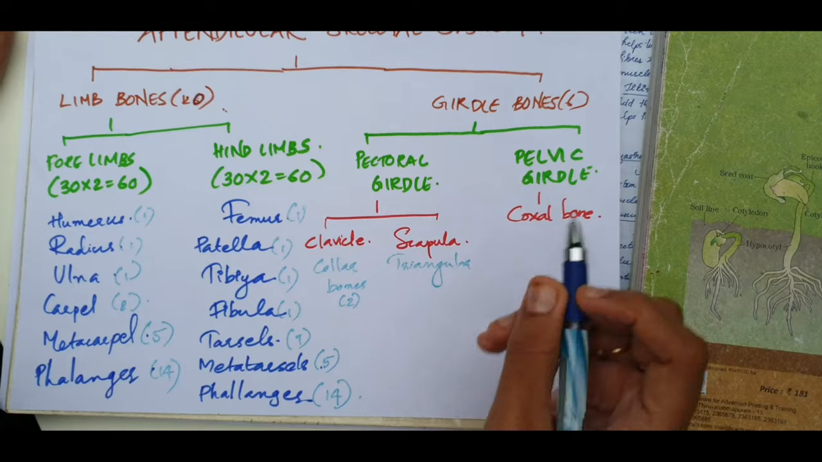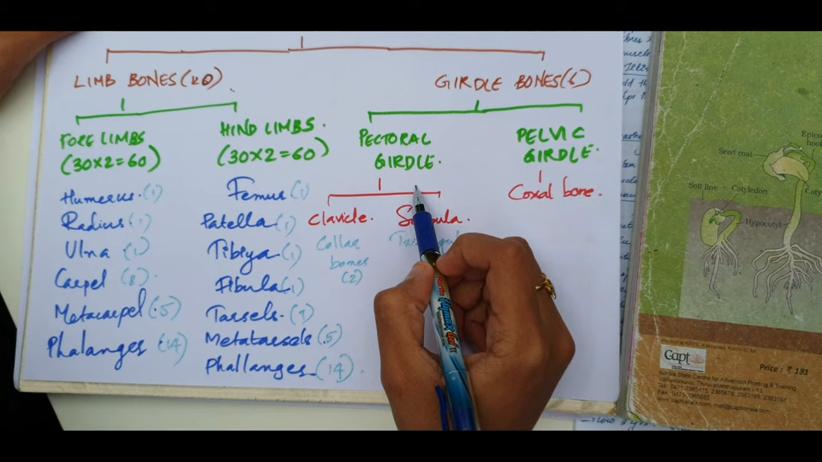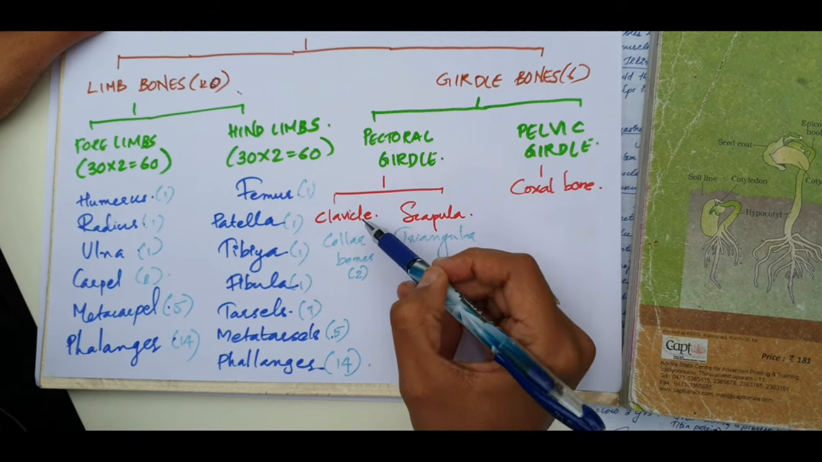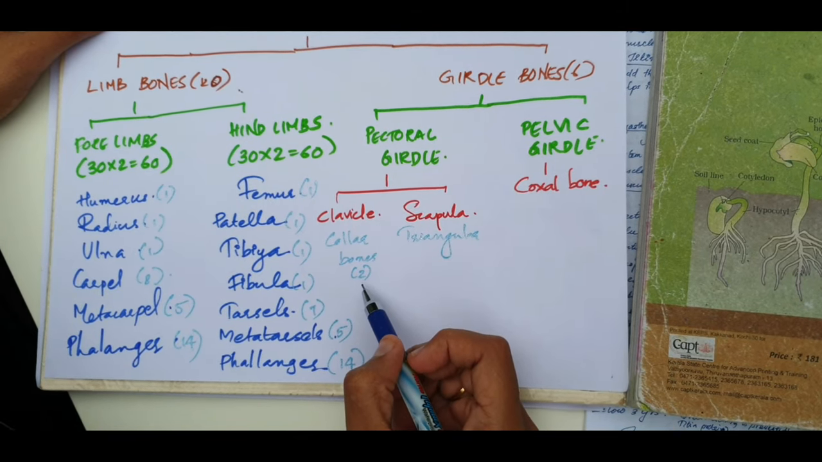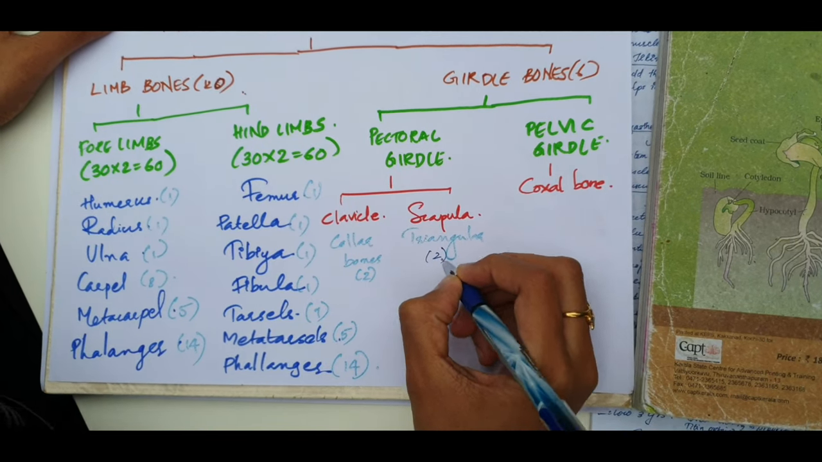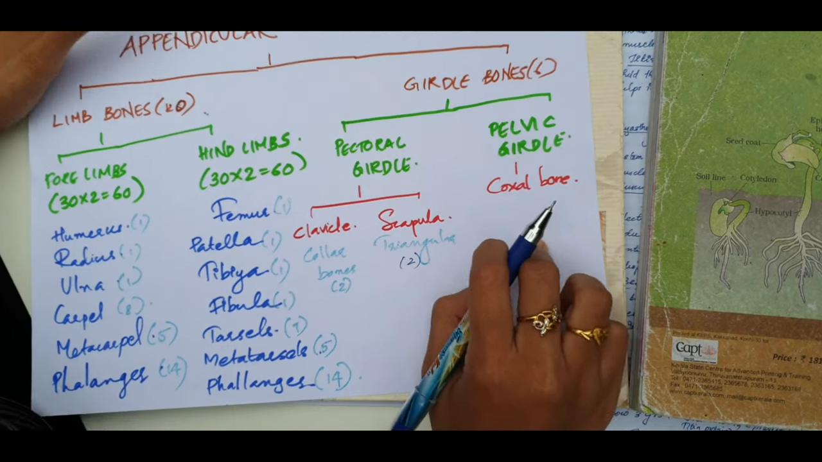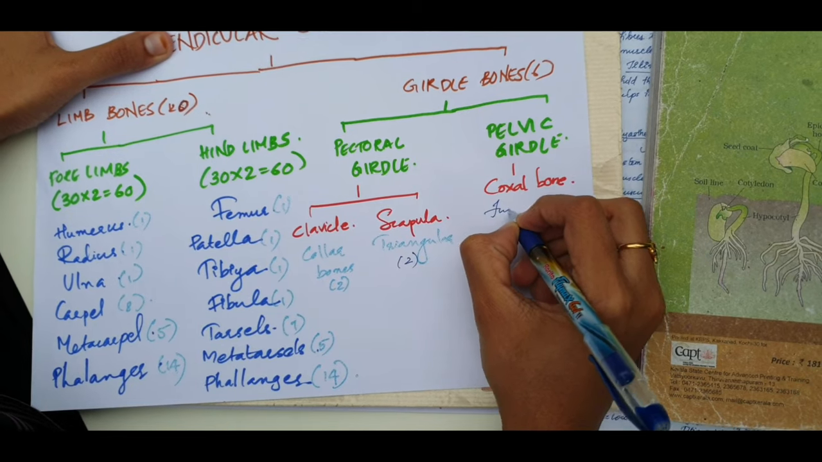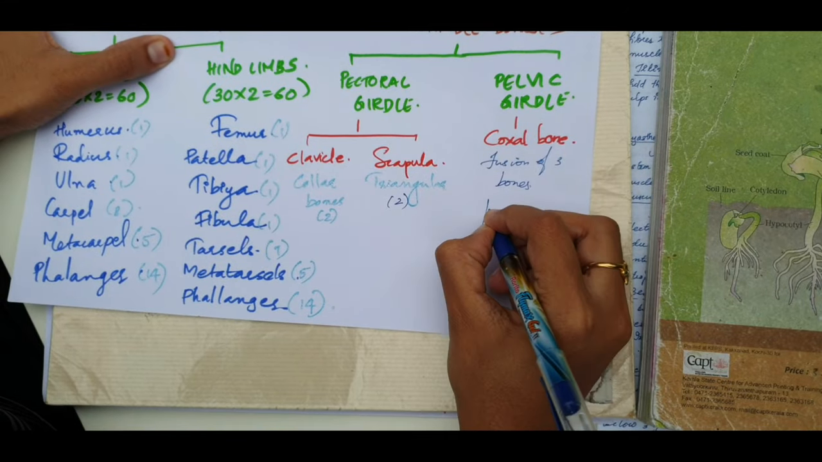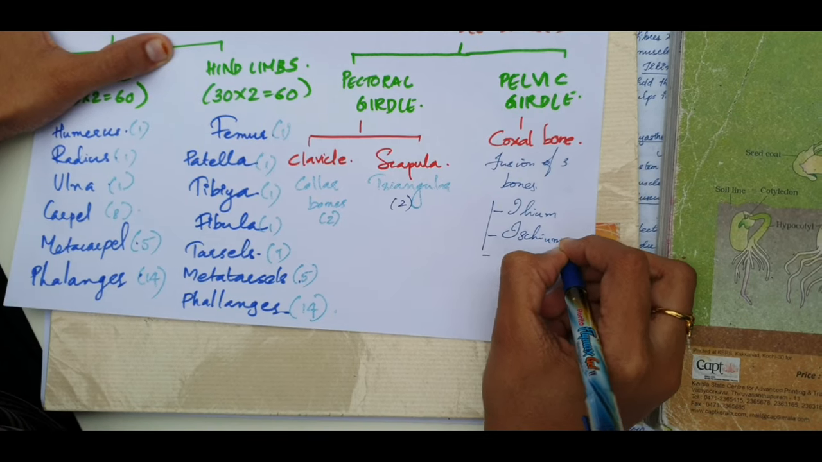Next, about girdle bones. Girdle bones consist of a total of 6 bones, and they consist of the pectoral girdle and pelvic girdle. The pectoral girdle consists of clavicle and scapula. The clavicle has 2 collarbones, one on each shoulder. And the scapulae are triangular in shape, 2 in total. Next, about the pelvic girdle. The pelvic girdle consists of coxal bones, and each coxal bone is a fusion of 3 bones: ilium, ischium, and pubis.